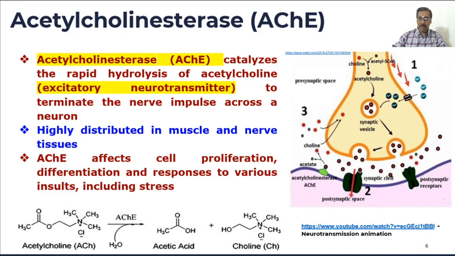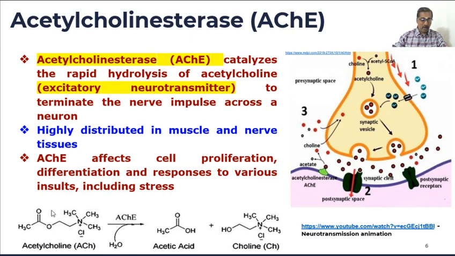How to stop the message? I have to remove this acetylcholine. How to remove the acetylcholine? There comes the help of your enzyme acetylcholine esterase. So acetylcholine esterase will hydrolyze acetylcholine. Now acetylcholine esterase again will be distributed in any neuron. Any neuron surface will be studded or anchored by acetylcholine esterase. So this acetylcholine esterase will catch hold of this acetylcholine. It will degrade it. You can see the mechanism.